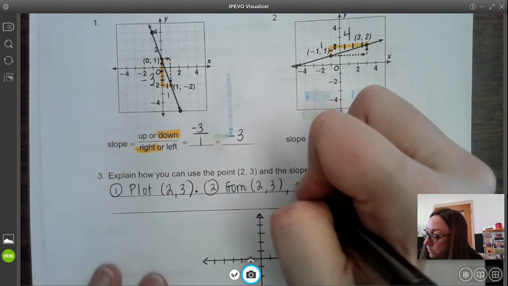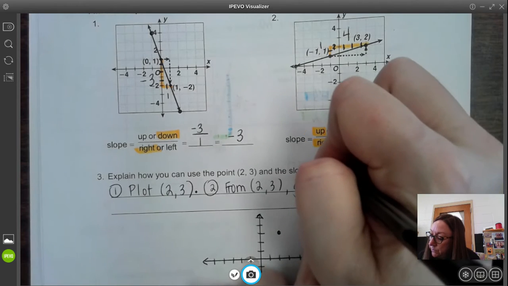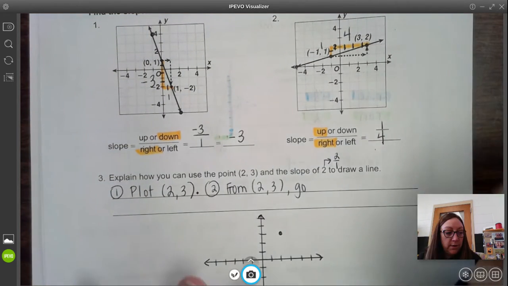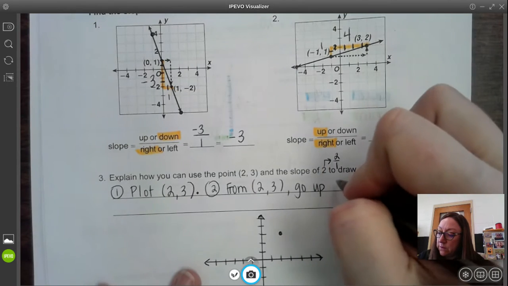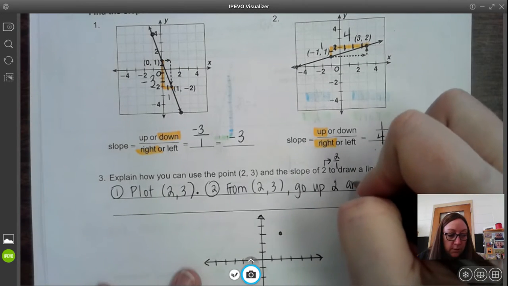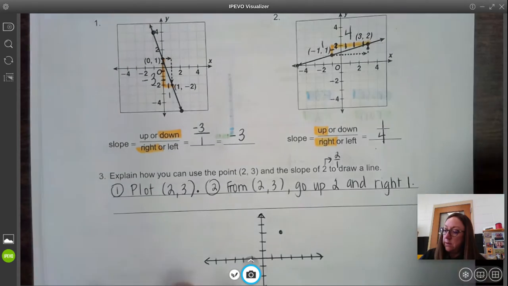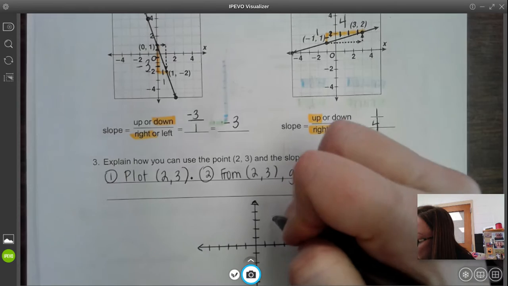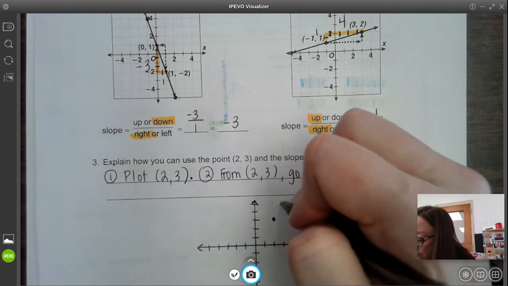I'm going to go and use my slope of 2. Okay, and 2 if I were to write that as a fraction, is 2 over 1. So that means my rise is 2, and it's positive, so I'm going to go up 2, and then I'm going to go right 1, because 1 is also positive. Okay, so from there, I'm going to go up 2 and right 1, and I'm going to put a dot.